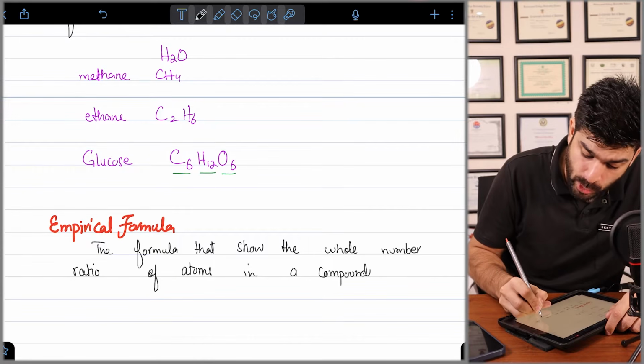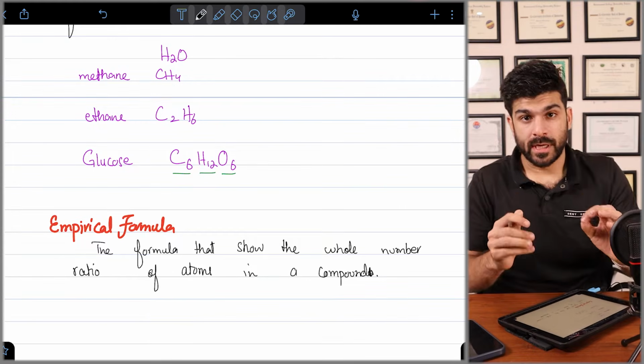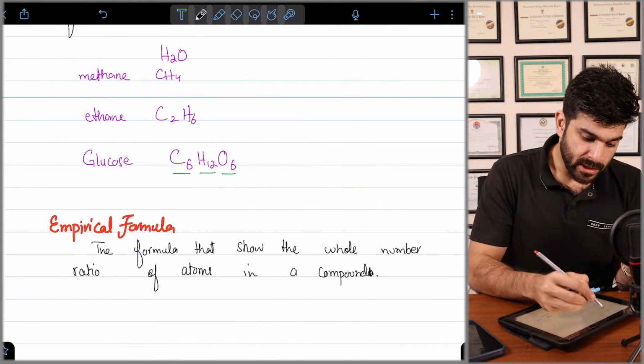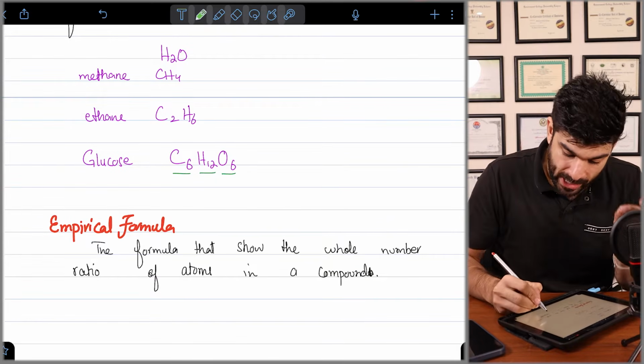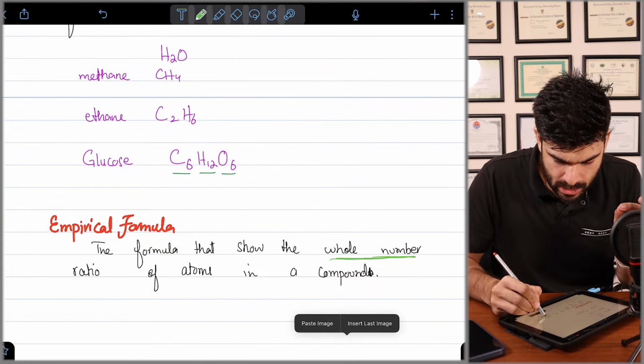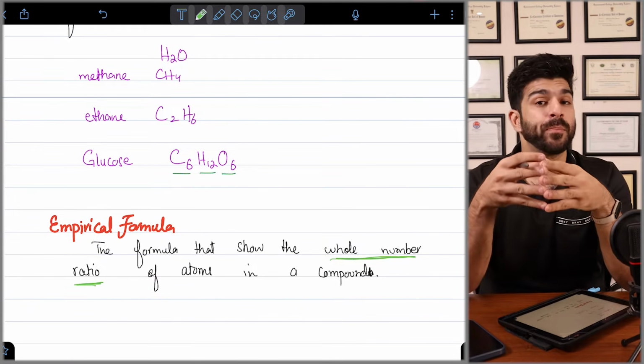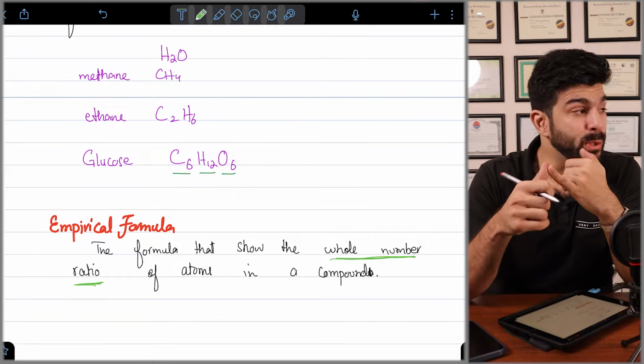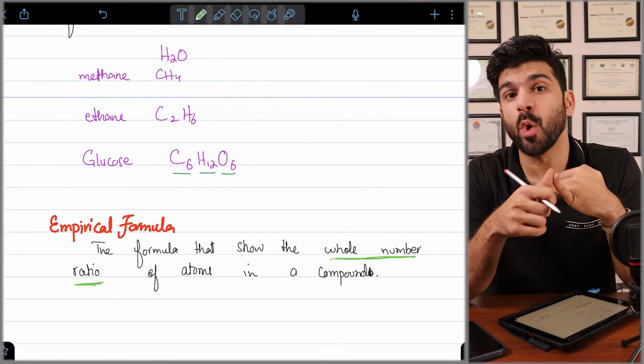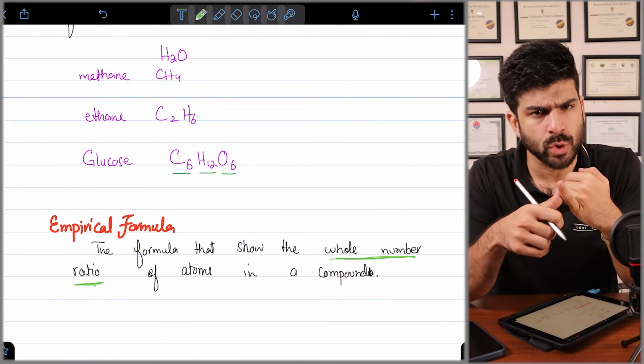Now, students, what you have to note and prioritize is the most important thing: A, whole number, and B, ratio. These two concepts are very important. A, you need to know that whatever you're doing, it should be a whole number. And B, it should be a ratio.